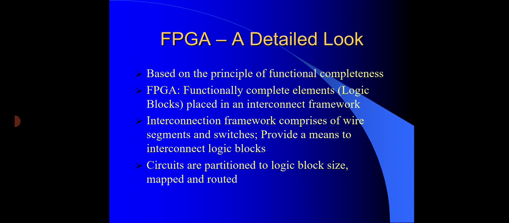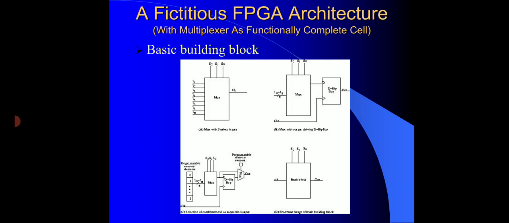Other approaches require a lot of resources in terms of both time and money. The interconnection framework consists of wire segments and switches. This provides a means to interconnect the logic blocks, and the circuits are partitioned into logic block size, mapped and routed. You can see the basic building blocks here. The programmable logic block implements the logic function, and programmable routing connects these logic functions. The IO blocks are connected to the logic blocks through the routing interconnect, and they also make off-chip connections.